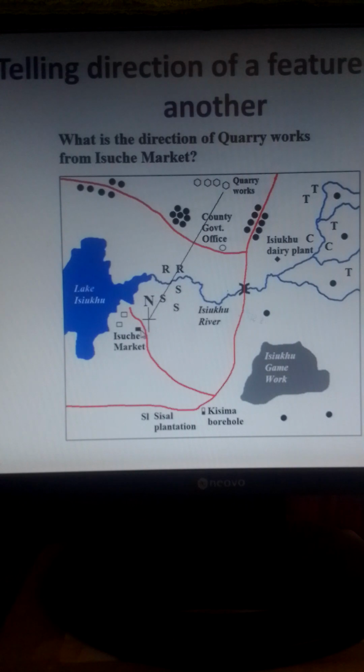Okay, so from Isuche Market, using this compass, where is the quarry works? Using this compass that I've drawn here, you find that the quarry works are to the northeast of Isuche Market. Alright, using this compass you can see that this is to the northeast. So the quarry works are found to the northeast of Isuche Market. That's how you can tell the direction of a feature from another feature.